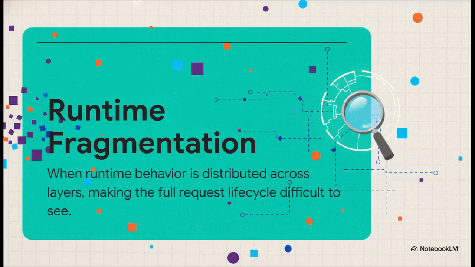The core issue here is something called fragmentation. Now, this doesn't mean your code is messy. In fact, your code might look incredibly clean. Each file does just one thing. The problem is that the runtime behavior, what actually happens when a request hits your server, is now scattered across all those different files, making it almost impossible to see the whole picture at once.